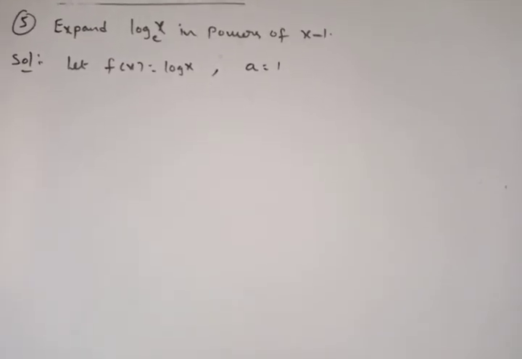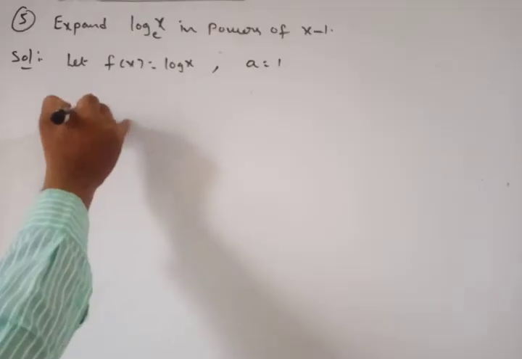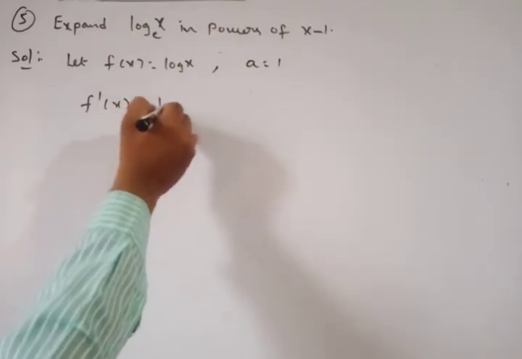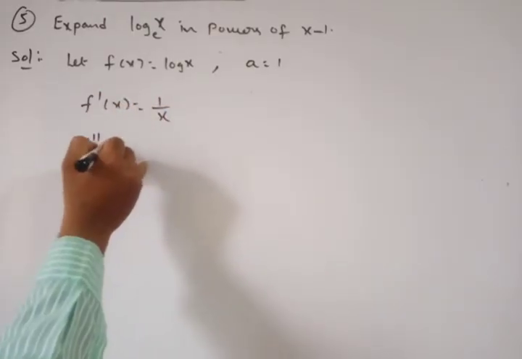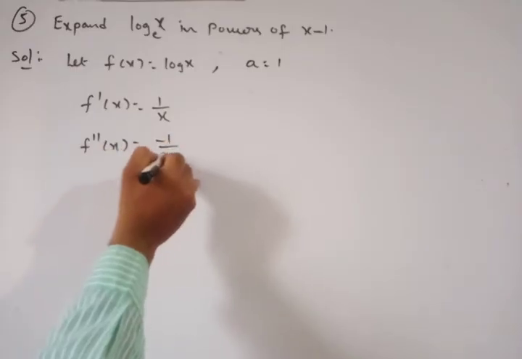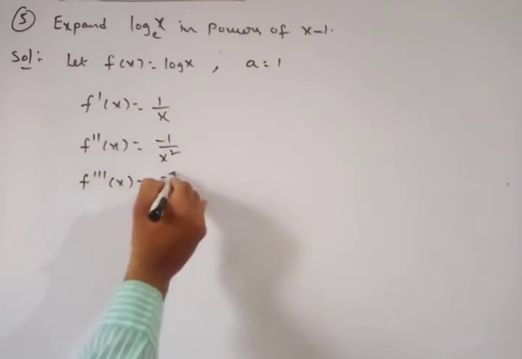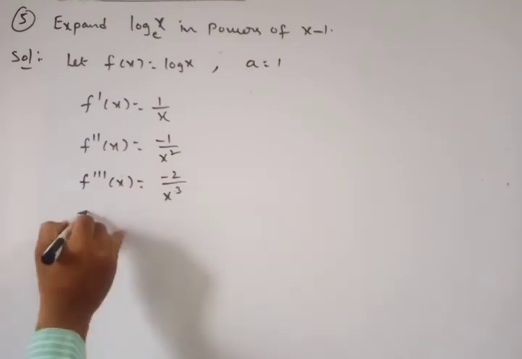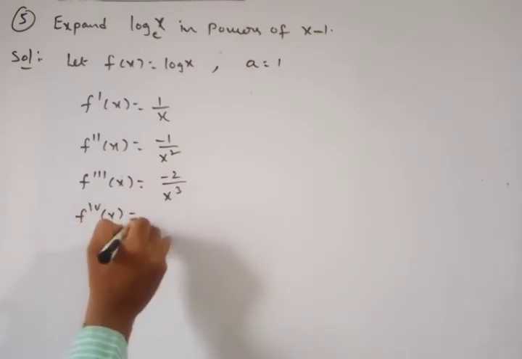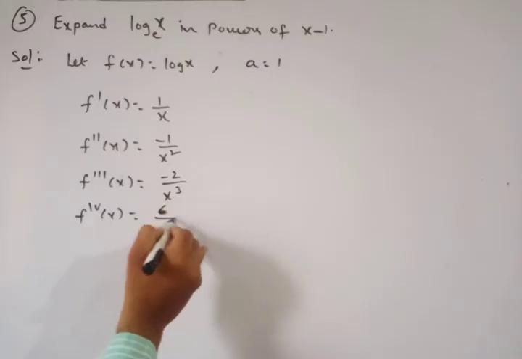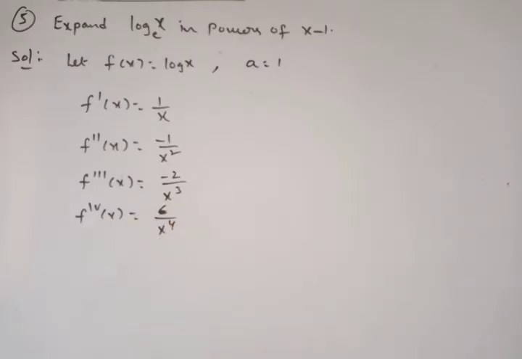Now calculate the differentiation of f of x. If I differentiate f of x, f dash of x is equal to 1 by x. Then f double dash of x, the differentiation of 1 by x, is minus 1 by x square. F triple dash of x is 2 by x cube. F power 4 of x is minus into minus plus 6 by x power 4.